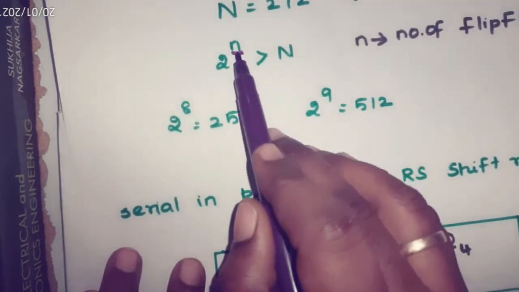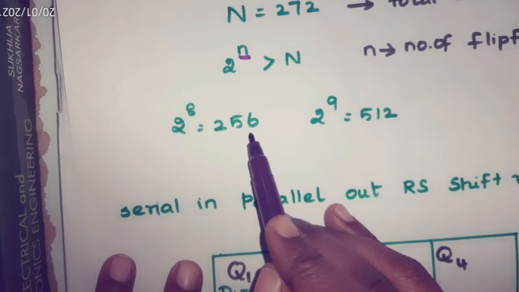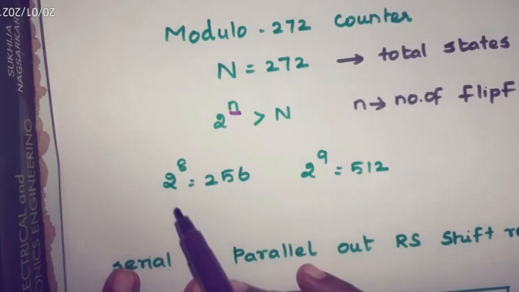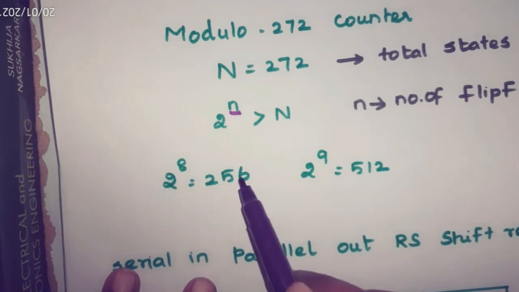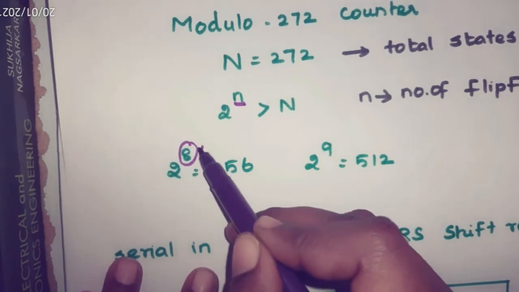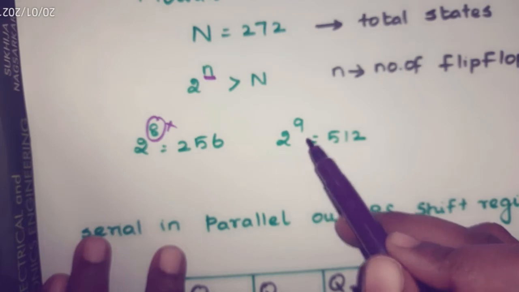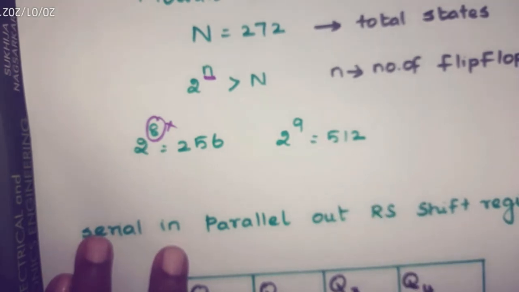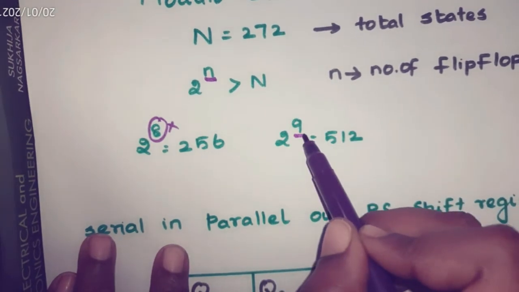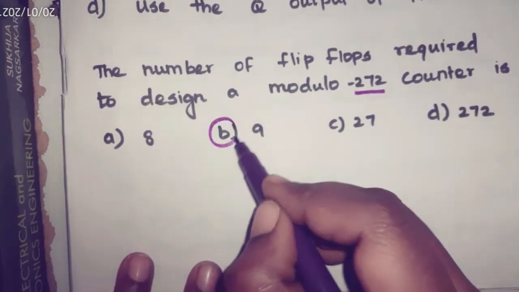If you take n as 8, you get 2 power 8 is equal to 256. Here capital N value is 272. Here 2 power 8 is 256, which is less than 272. So you cannot choose 8. Then the next value is 9. If you put n equal to 9, 2 power 9 is equal to 512, which is greater than 272. So you can take n equal to 9. So here the correct answer is B, that is 9.